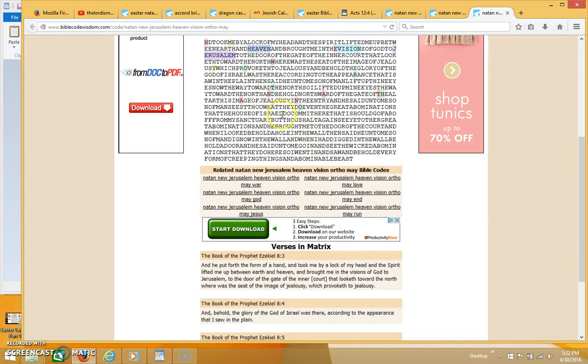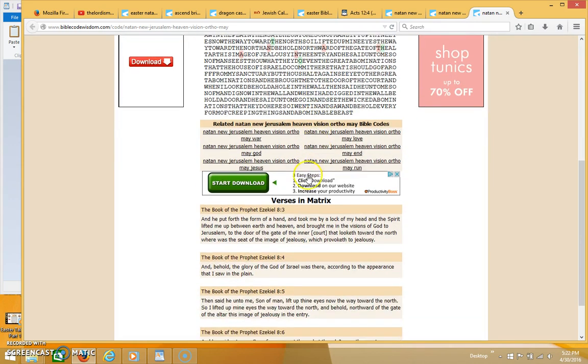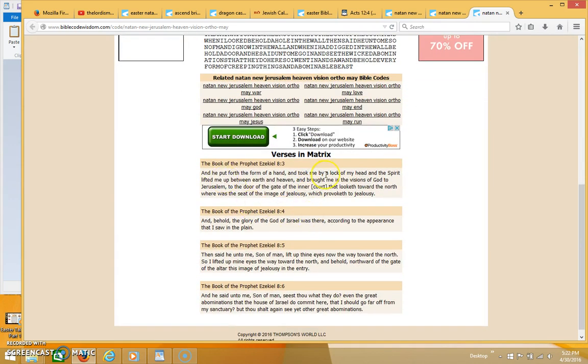In this one it is interesting, the matrix where Natan comes up. So I'm going to go ahead and read this real quick. It's in Ezekiel 8 verses 3 through 6. And it says, And he put forth the form of a hand, and took me by a lock of my head, and the Spirit lifted me up between earth and heaven, and brought me in the visions of God to Jerusalem, to the door of the gate of the inner court, that looketh toward the north, where was the seat of the image of jealousy, which provoketh to jealousy.